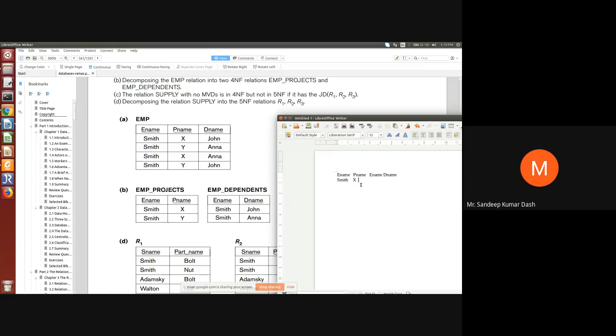X. Now I am trying to explain what you mean by spurious tuple. Okay, after that we will go to the join dependency and 5NF, those things. So don't worry about those things. Now you be clear on what is spurious tuple.